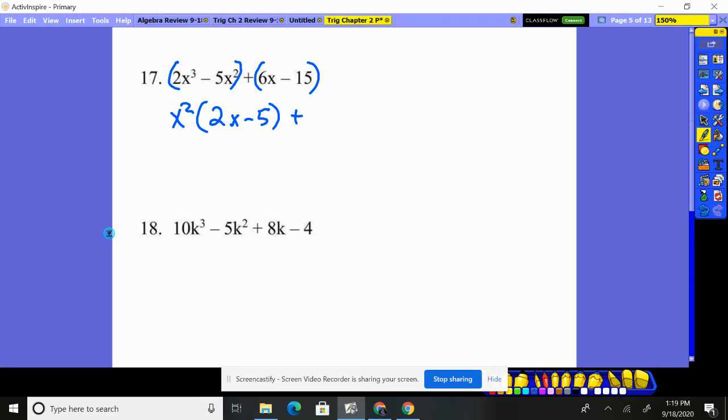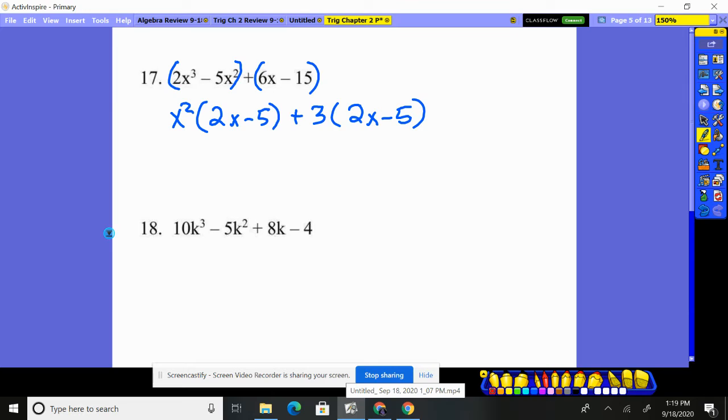Now, what about 6x minus 15? There's a 3 that can be factored out. Leaves behind a 2x minus 5 times a 3. Notice that they both have the 2x minus 5. So at this point, there's really only 2 terms. There's this x squared times quantity 2x minus 5, and the other term plus 3 times quantity 2x minus 5.